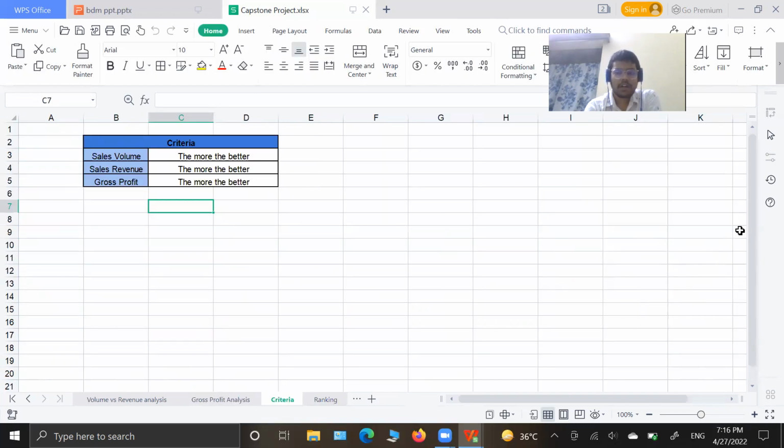After that, I mentioned a criteria. Criteria here means the kind of ways the company should follow to improve their profit. The more the number of sales, the better the profit is. The more the revenue, the better the profit is. And if the gross profit is more, then the profit is also more. According to my data, these three components should be higher to make a good profit.